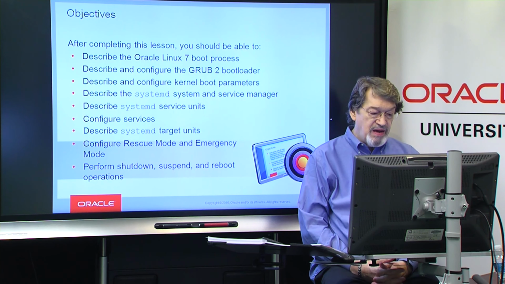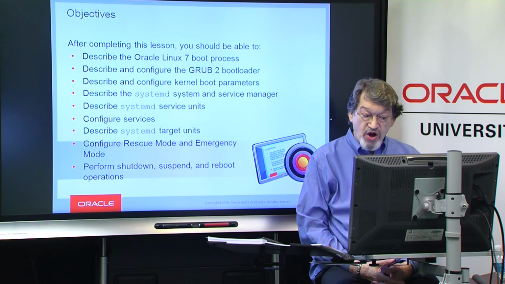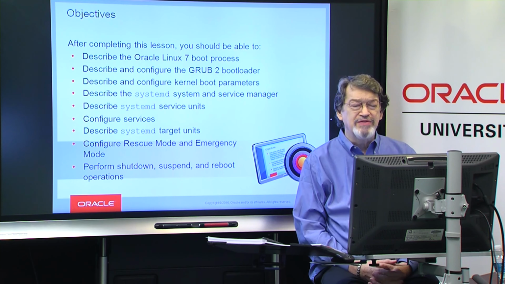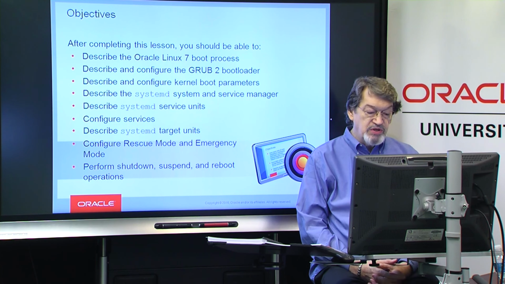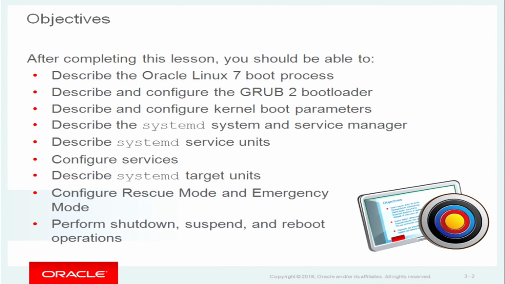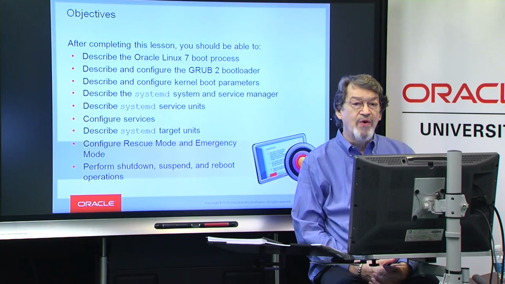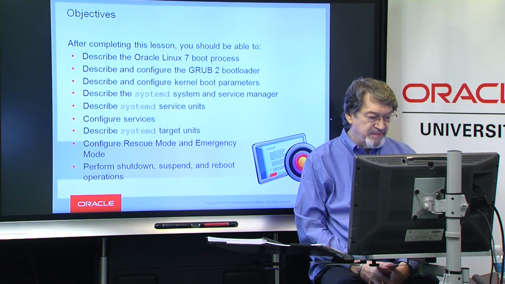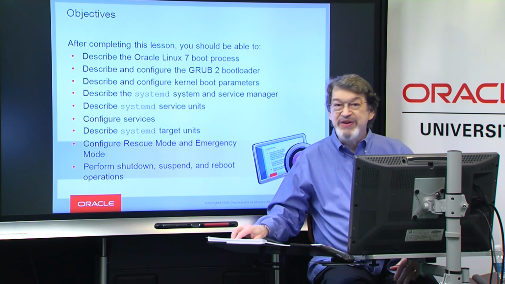We'll describe what are called systemd service units. Those are what you used to do with a service command. We'll do target units. We'll configure the rescue and emergency modes, and we'll perform shutdown, suspend, and reboot operations. Now, I'm not so sure you want to suspend an Oracle Linux server running an Oracle Linux database. That just doesn't seem to make sense to me. But we'll cover them, and let you see what you need to do.